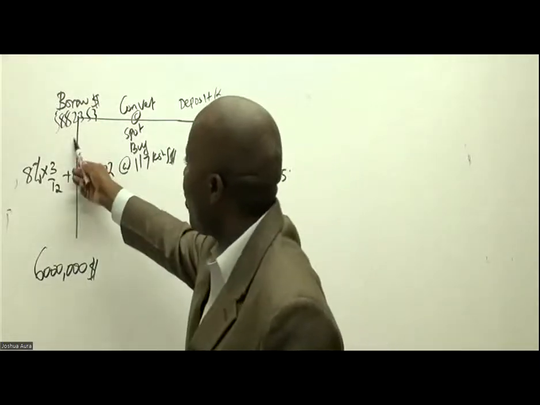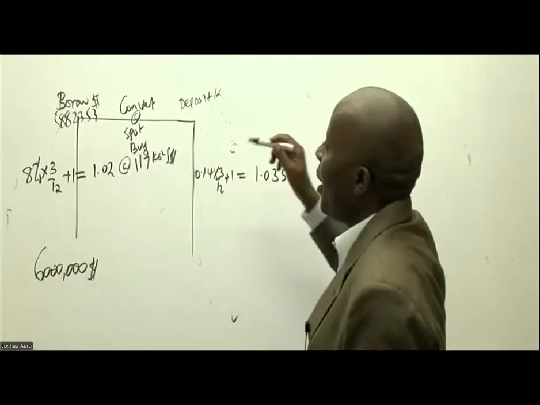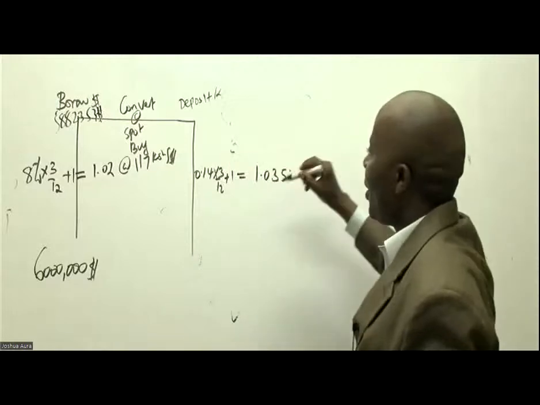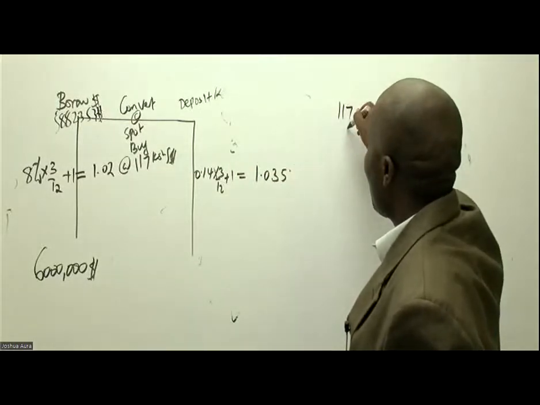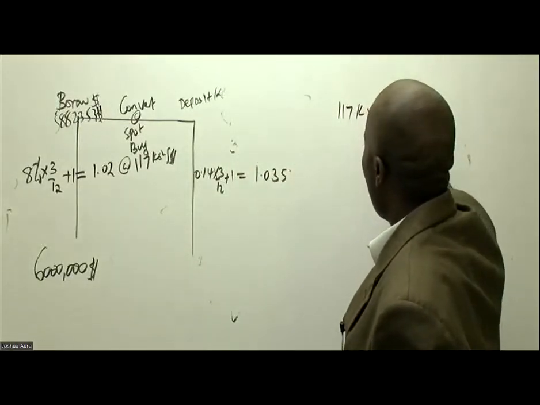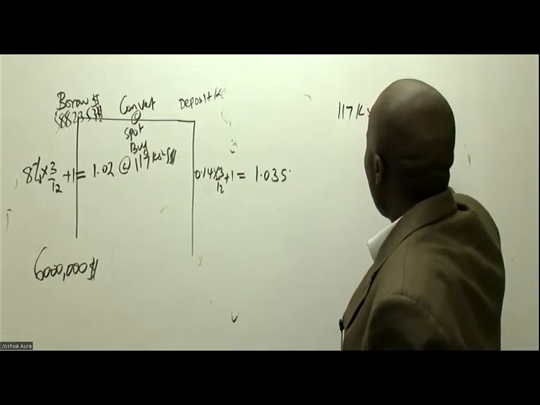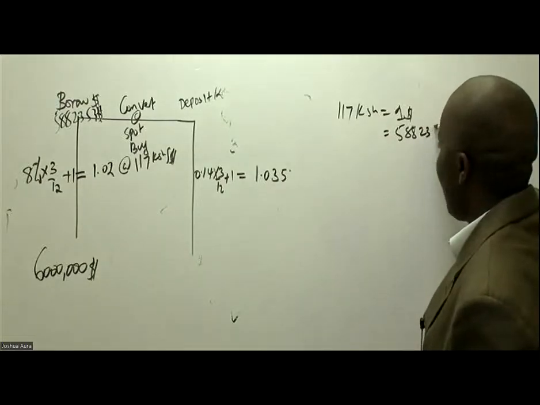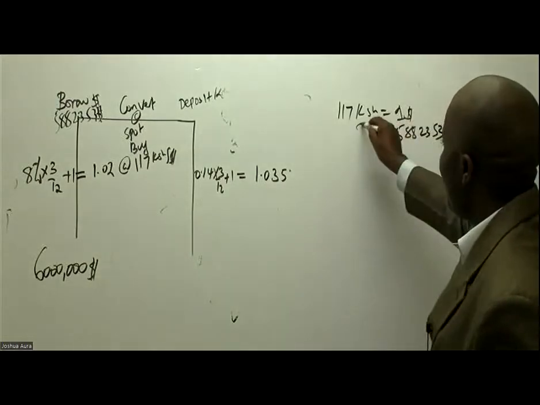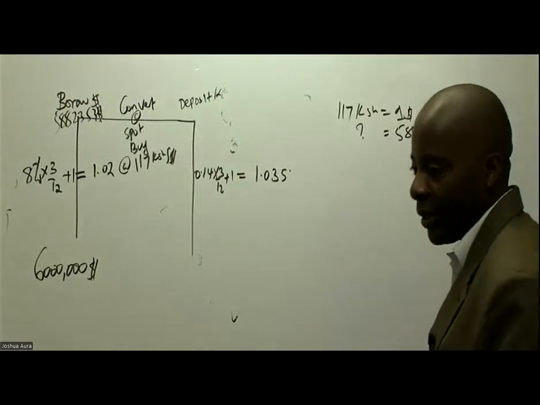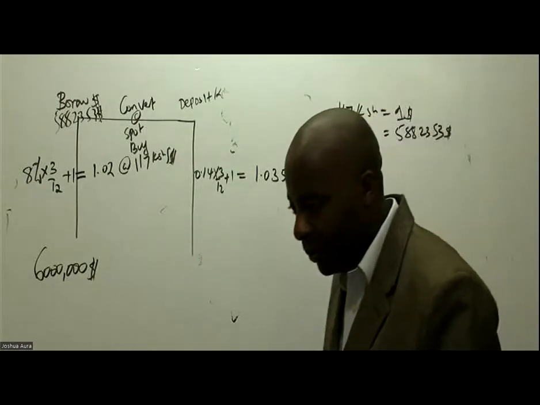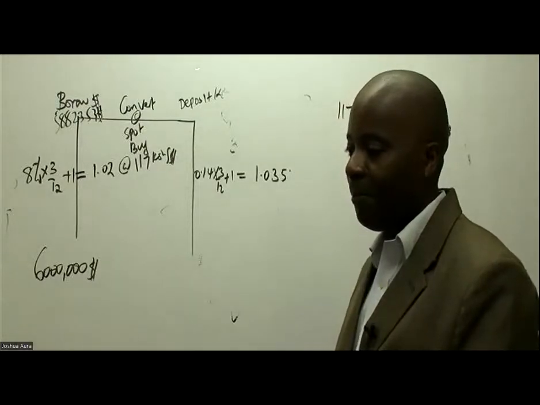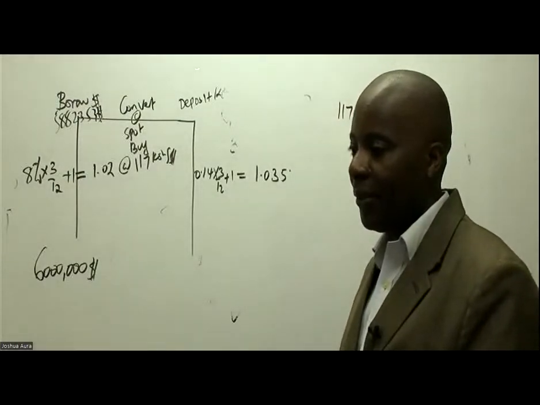So now from here to here, I can see an exchange rate. Remember, these are still dollars. So in between there, I can see an exchange. So go ahead and exchange. 117 Kenya shillings equals $1. How about the 588,23,53 dollars? Please give me this answer.